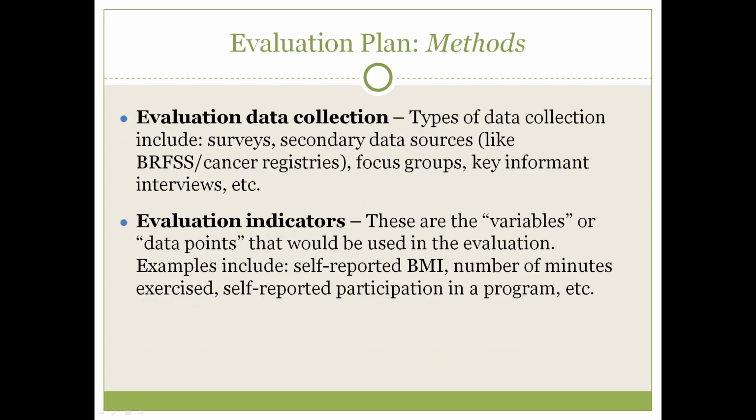For the evaluation plan methods section, we need to include evaluation data collection. Types of data collection include surveys, secondary data sources like BRFSS or cancer registry data, focus groups, key informant interviews, etc. You need to specify what kind of data you will be using. Evaluation indicators need to be included. These are the variables or data points that would be used in the evaluation. Examples include self-reported BMI, number of minutes exercised, self-reported participation of program, things like that.